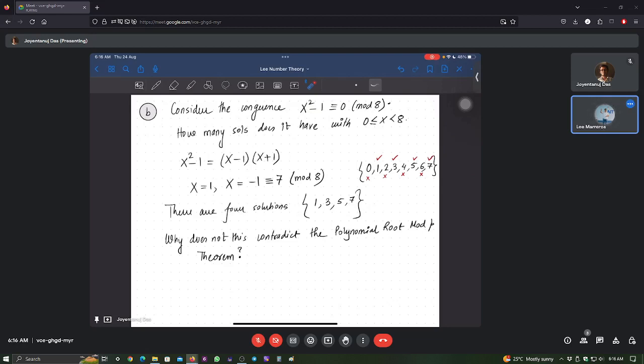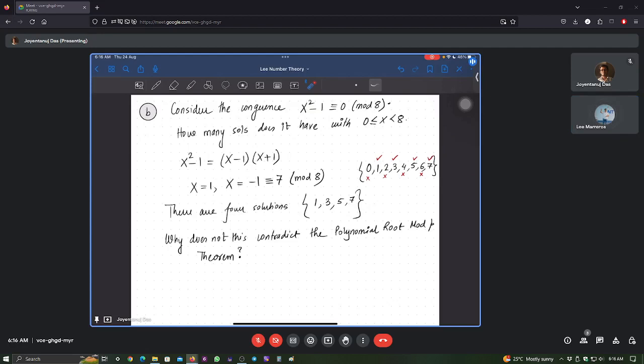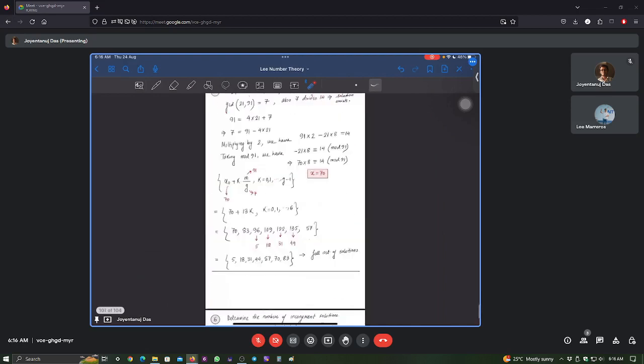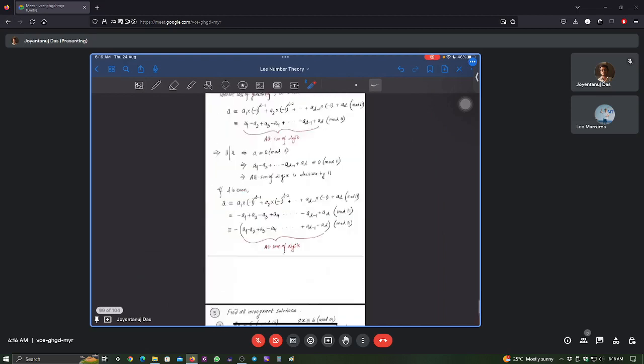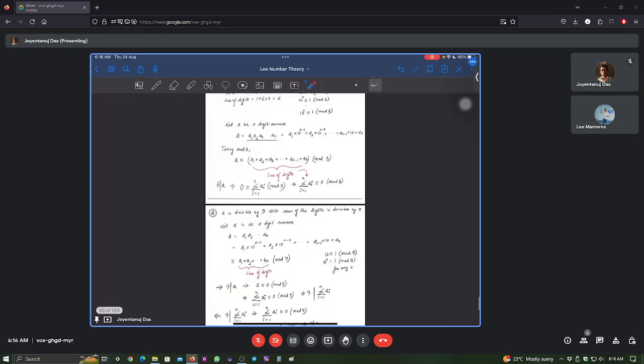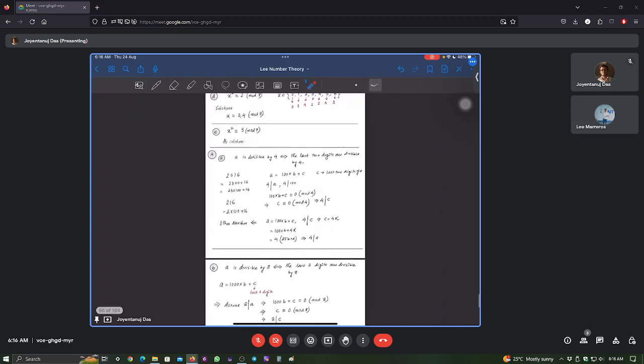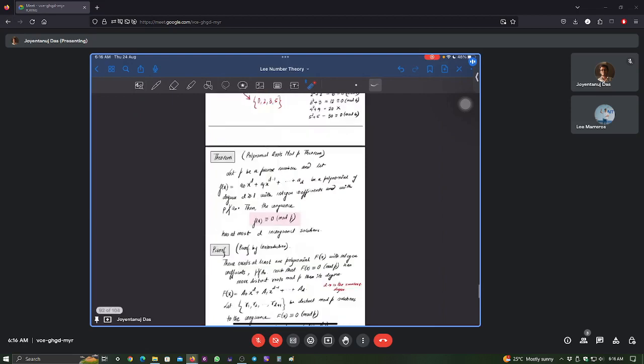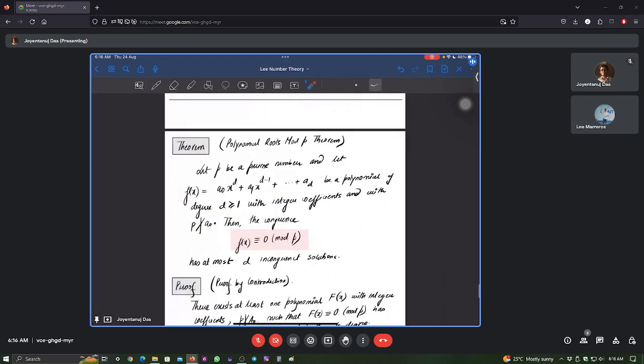So actually, if you remember the condition on the theorem, let me go to the statement once. So this is the statement. Here it is saying that D is the highest degree, so degree greater than or equal to one. It has at most D incongruent solutions. So that is the theorem.